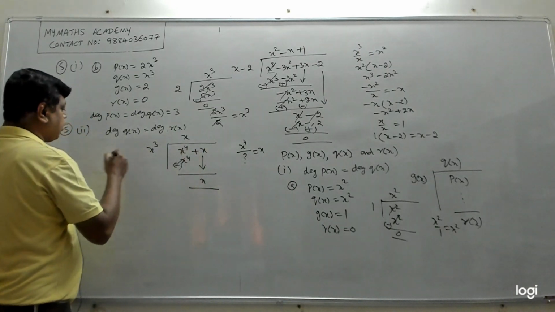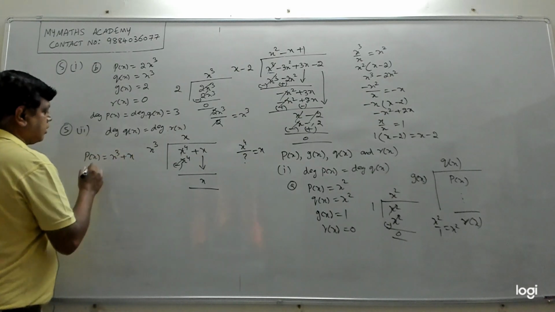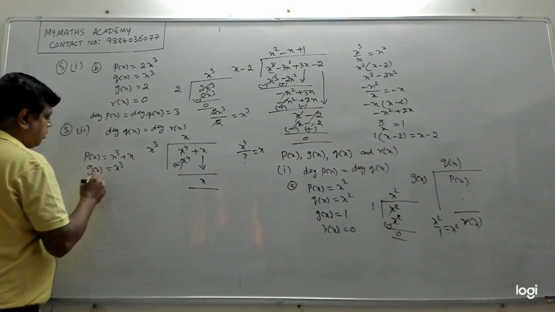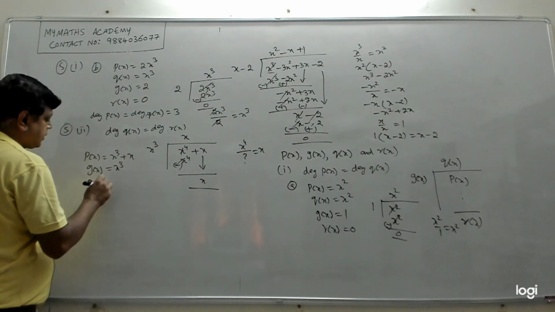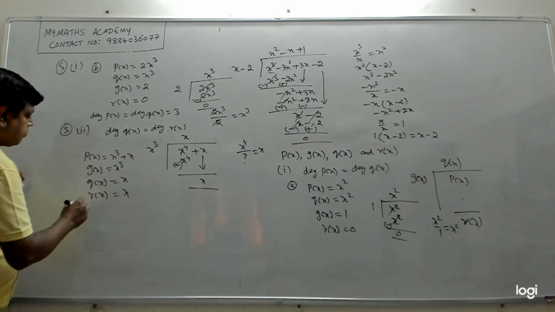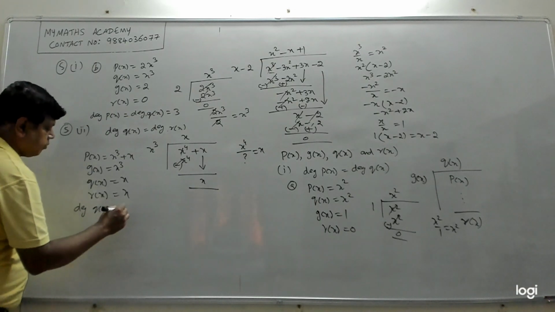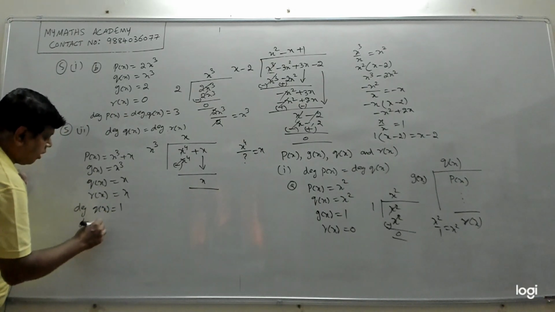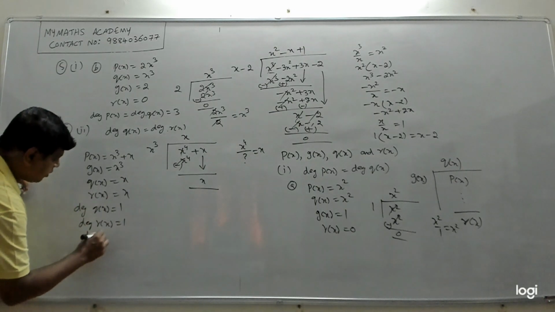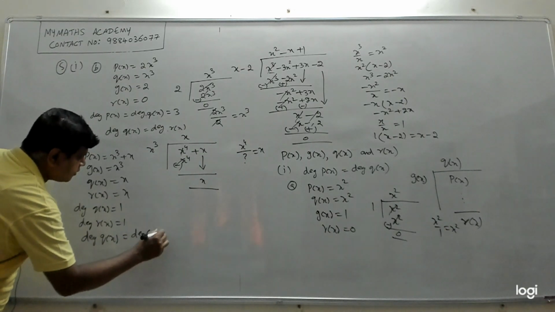So this is my P of x. What is my P of x? My P of x will be x cube plus x. My G of x is only x cube. My Q of x is x. And my R of x is also x. So now what is the degree of Q of x? My degree of Q of x is equal to 1. And my degree of R of x is also equal to 1. So both are equal. So degree of Q of x is equal to degree of R of x.